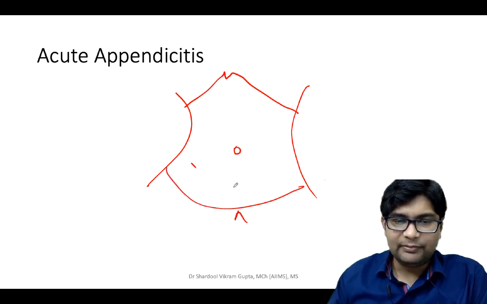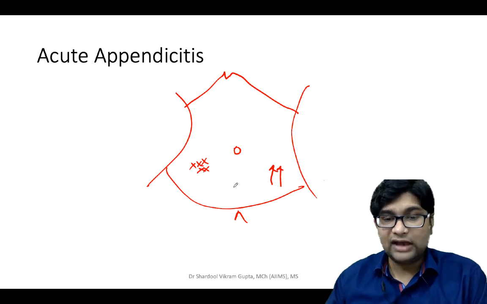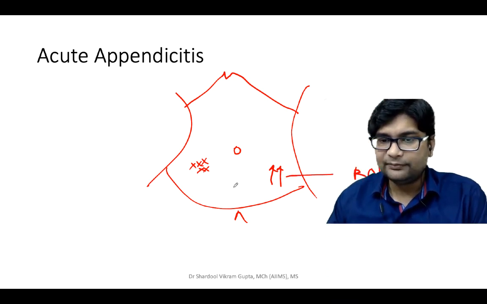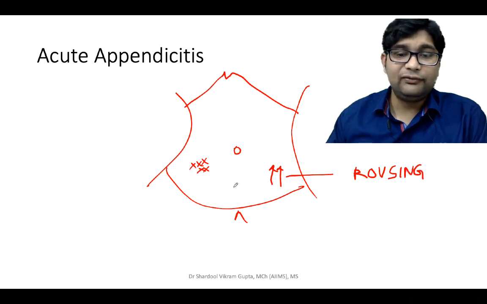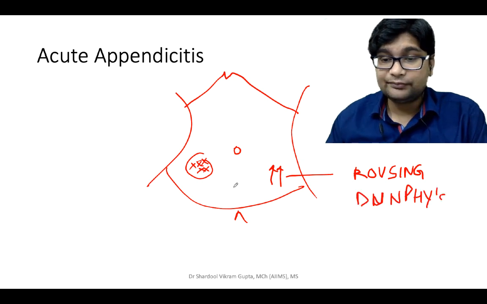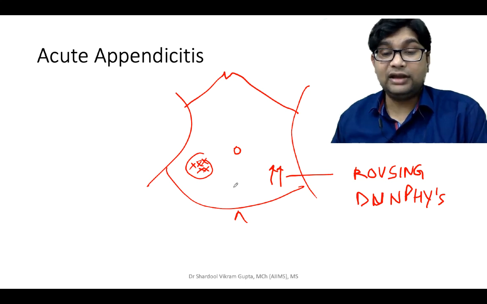So you'll have a tenderness in right iliac fossa. What happens is if you press the left iliac fossa like this, then also you will have pain in right iliac fossa. This sign is known as Rovsing sign. Even if you cough, then you will have pain here. So on coughing, that is known as Dunphy's sign. If you cough and there is a pain in right iliac fossa, then that sign is known as Dunphy's sign.